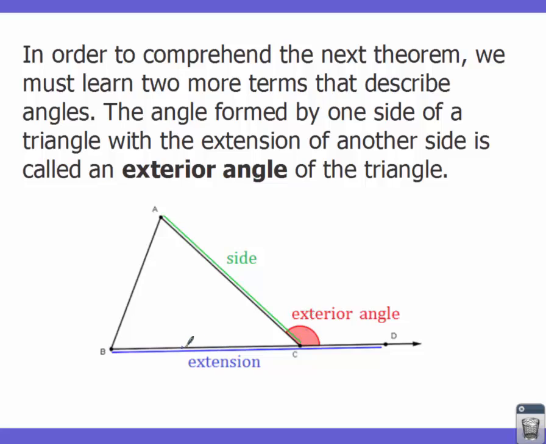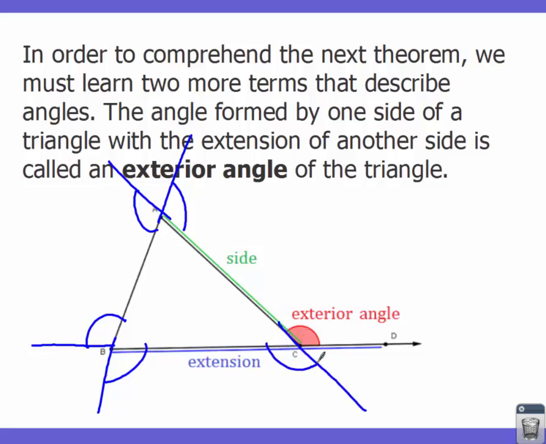Okay? So if I extend this side right here, this becomes an exterior angle. If I extend this side right here, I end up with an exterior angle. If I extend this side right here, I end up with an exterior angle right here. Now I can also extend this side, and I end up with an exterior. This side, I extend, an exterior, and this side right here, I get an exterior.